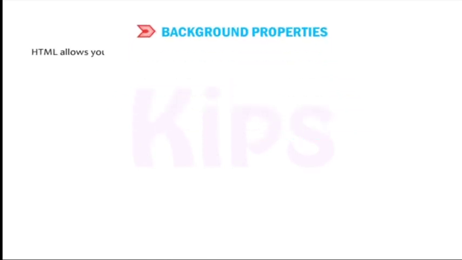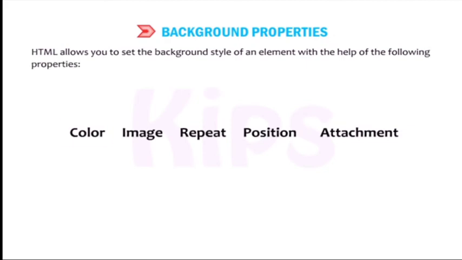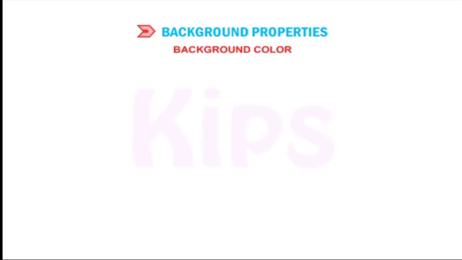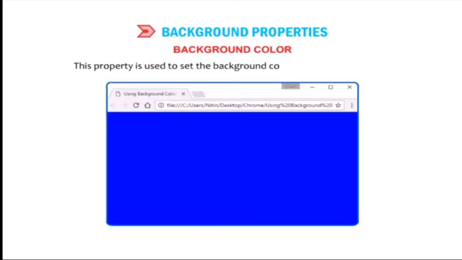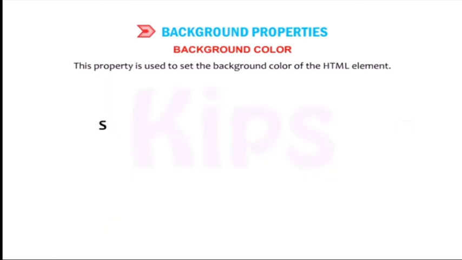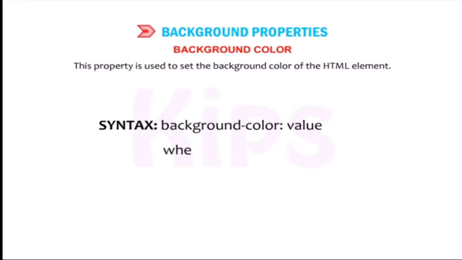HTML allows you to set the background style of an element with the help of the following properties: color, image, repeat, position, attachment. Background color. This property is used to set the background color of the HTML element. Syntax: background-color: value, where value equals a color or RGB color code.